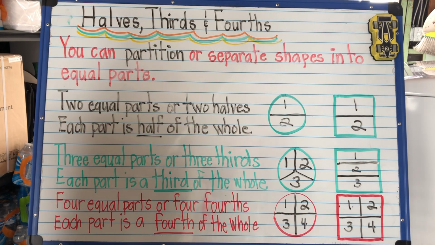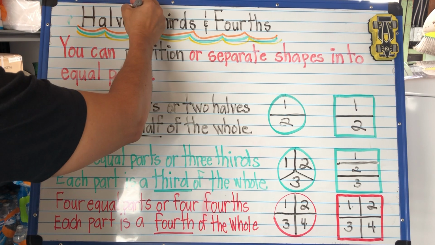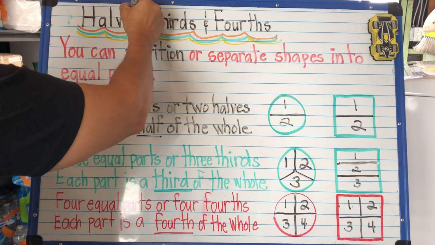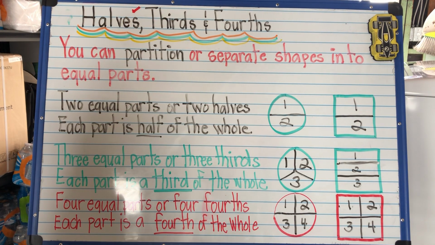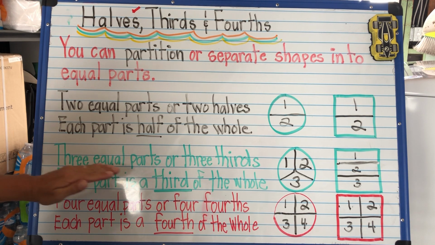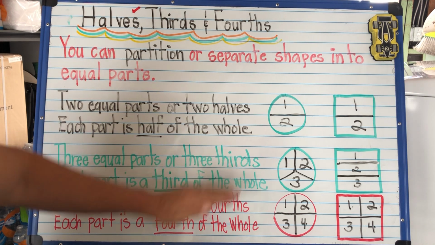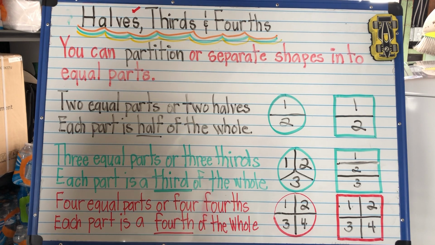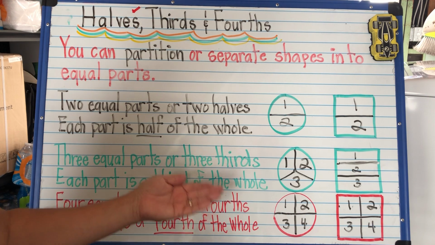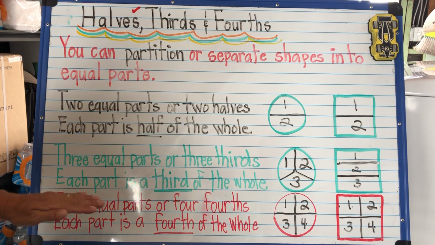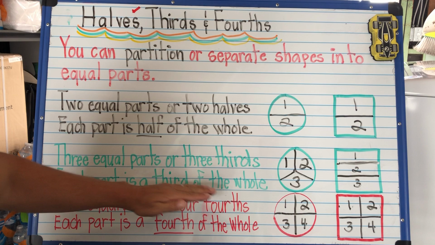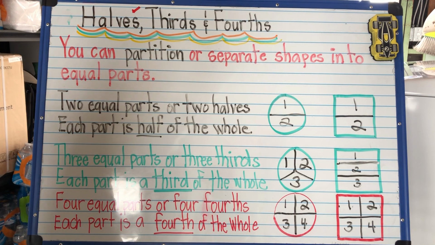Alrighty? So now, in our next example, we talked about halves, so I'm going to put a little check mark there. Now we're going to talk about thirds. So in thirds, three equal parts or 3/3. We can divide a shape into three equal parts or 3/3. Each part is a third of the whole. So let me explain what that means.